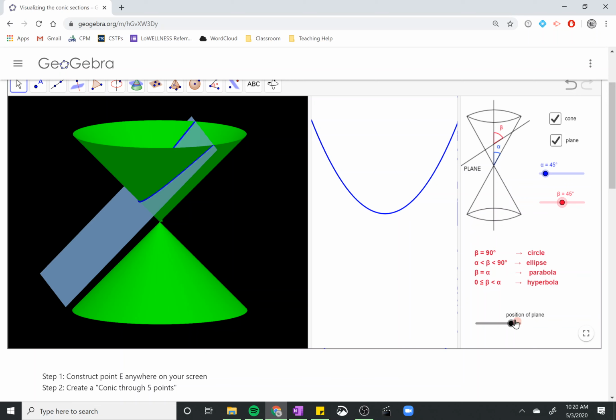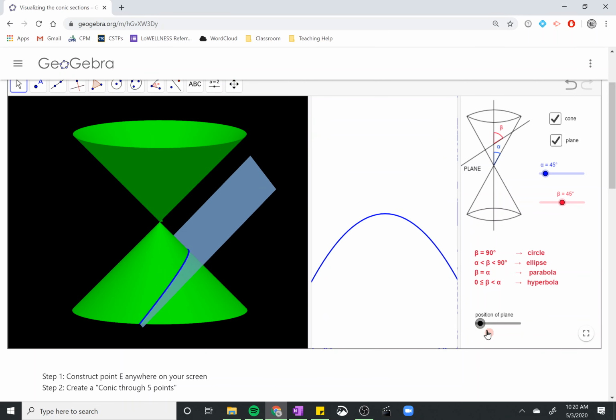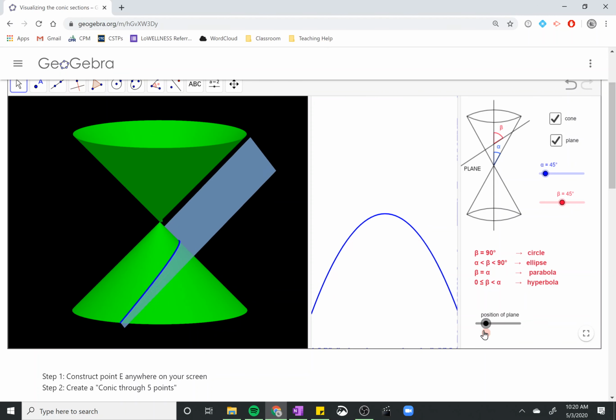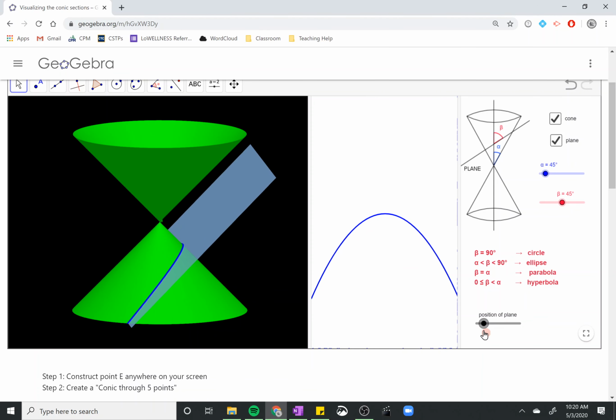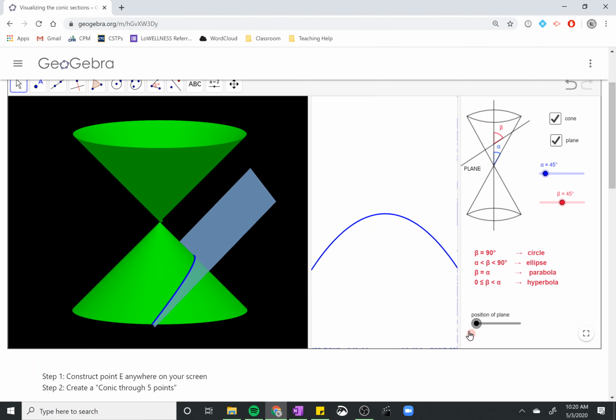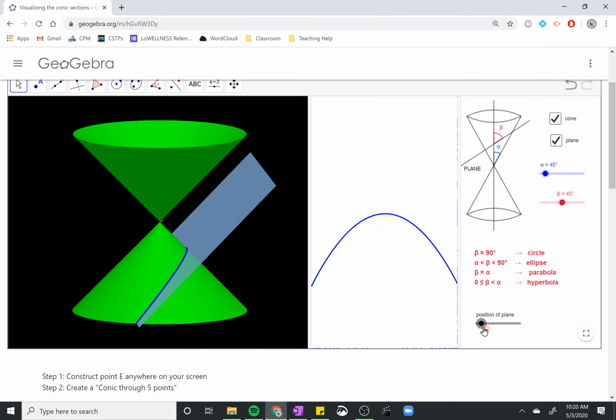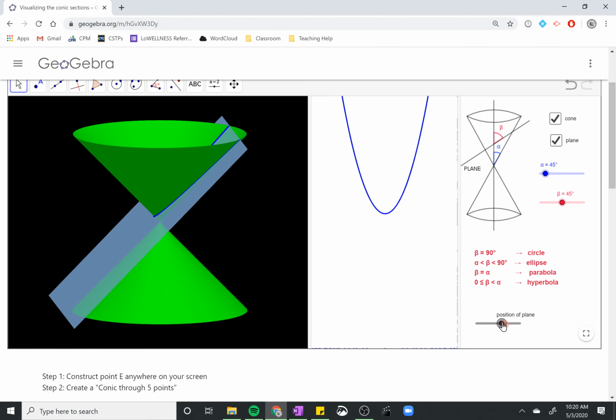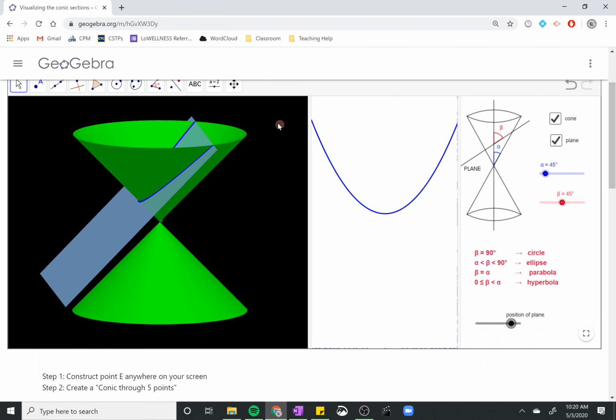And similarly, sorry, I forgot to mention, you could also raise and lower the plane with this slider down here. So I could also have it through the bottom one, not through the top one, and so on. But no matter what happens, if I don't change the angle of the plane and I'm just raising it and lowering it, it's always a parabola, it looks like. And hey, we've seen that before. And so the third conic section, I guess, is a parabola.